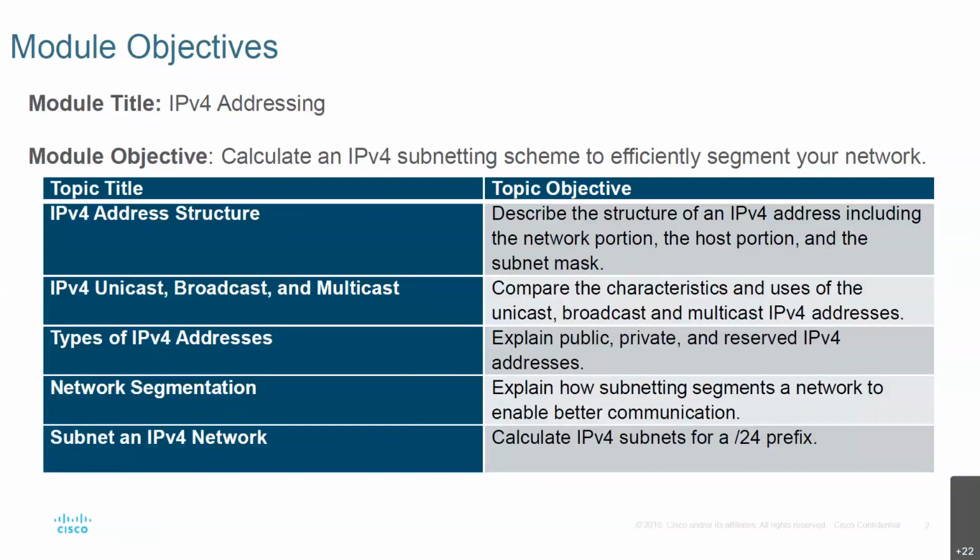We will look at the address structure. What is IPv4 address structure? In IPv4, what is unicast, broadcast, and multicast? What are the different kinds of addresses we have in IPv4? What is a public and private and reserved IPv4 address? And how can we take IPv4 and segment it? In other words, what is subnetting? And how does it help us in segmenting? And in the first place, why do we segment? What is the purpose and what is the benefit? That's what we're going to go through today.